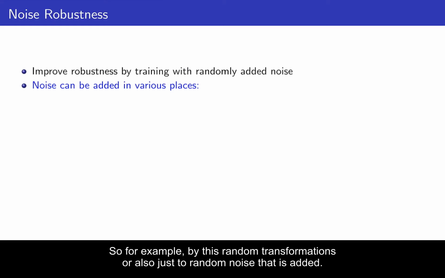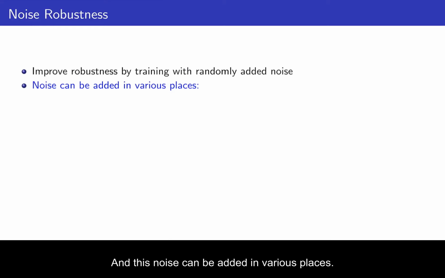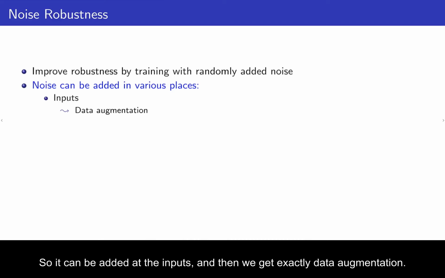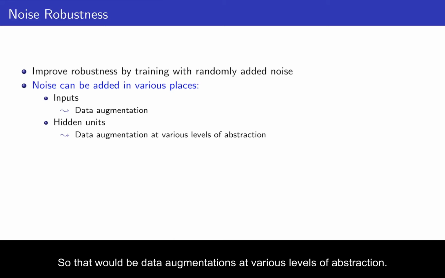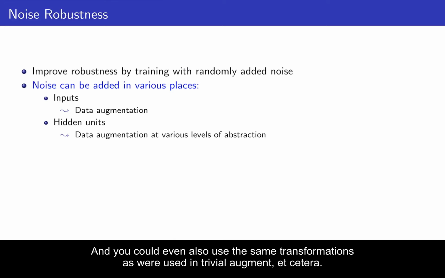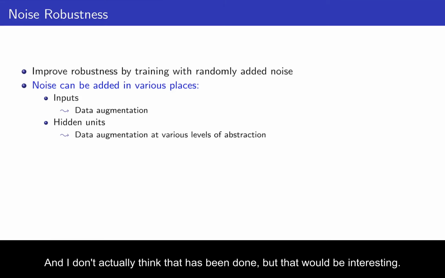So for example, by these random transformations, or also just by random noise that is added. This noise can be added in various places. It can be added at the inputs, and then we get exactly data augmentation. It can also be added in the hidden units, so that would be data augmentation at various levels of abstraction. And you could even also use the same transformations as were used in TrivialAugment, etc. I don't actually think that has been done, but that would be interesting.